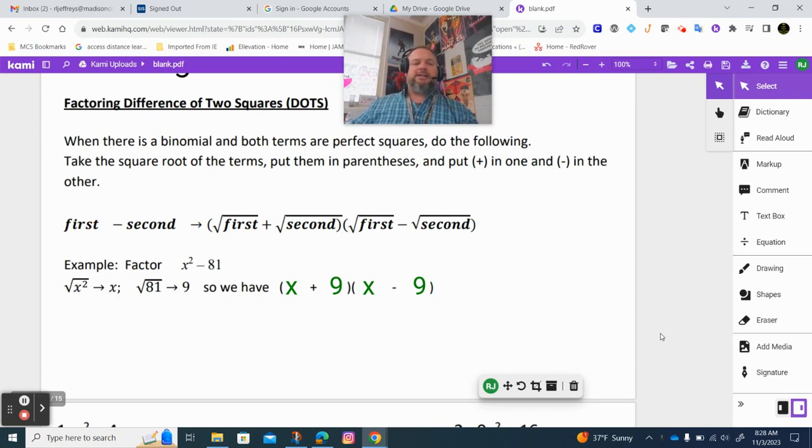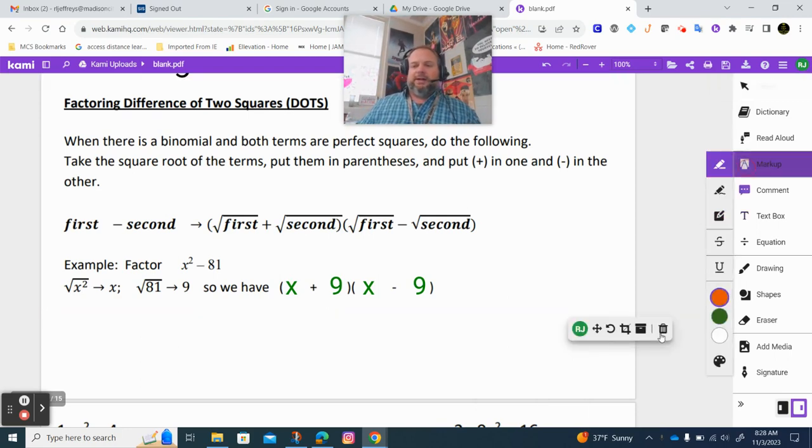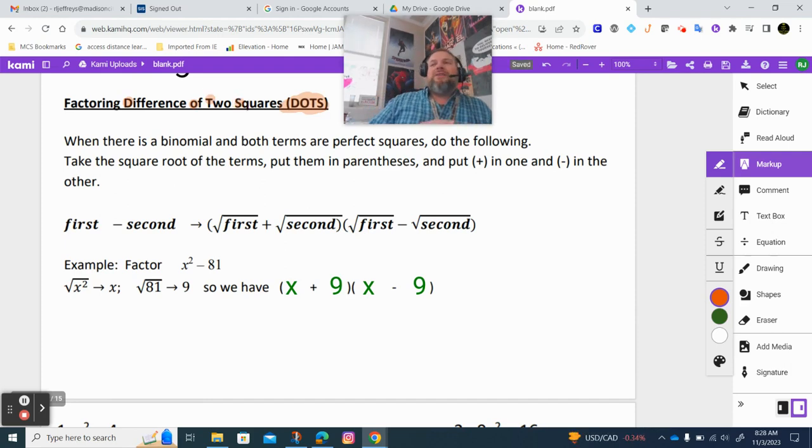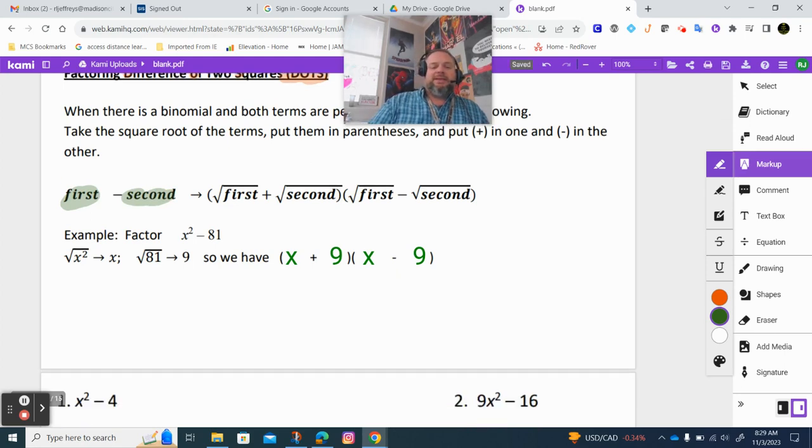Today we're factoring the difference of two squares, or as I like to call them, dots, because it's the difference of two squares. When you have a binomial and both terms are perfect squares, you do the following. Here's the first term, second term. They're perfect squares. You take the square root of them and you write them like this.